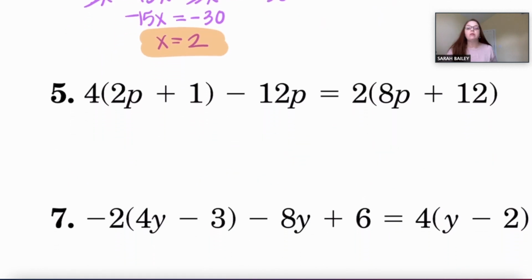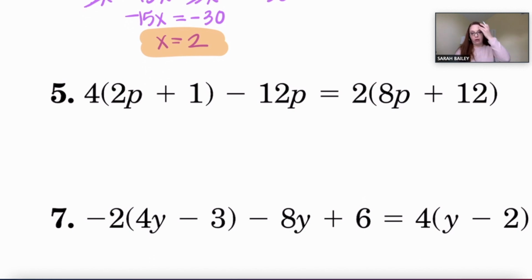Okay, so this isn't really much different than what we've done in the past, right? You're just going to have variables on both sides, potentially, and you're going to be using your distributive property. All right, so let's look at number 5.